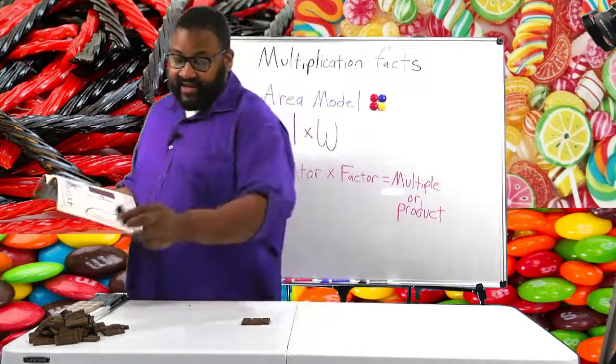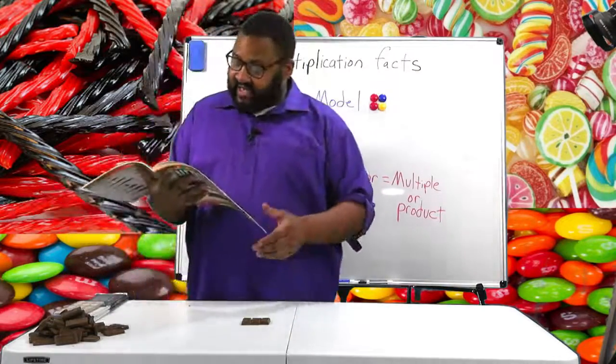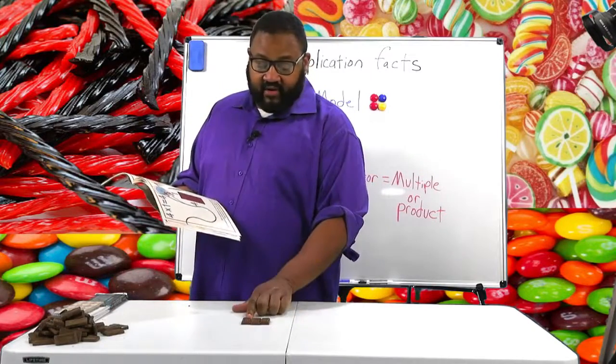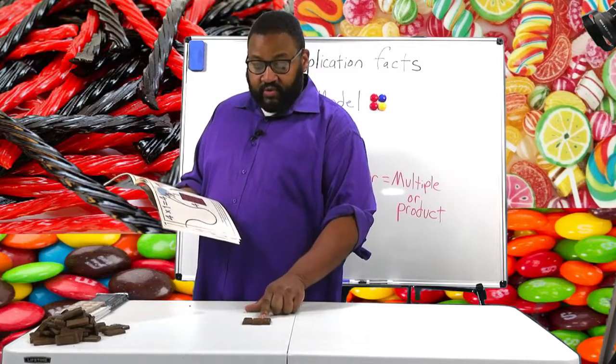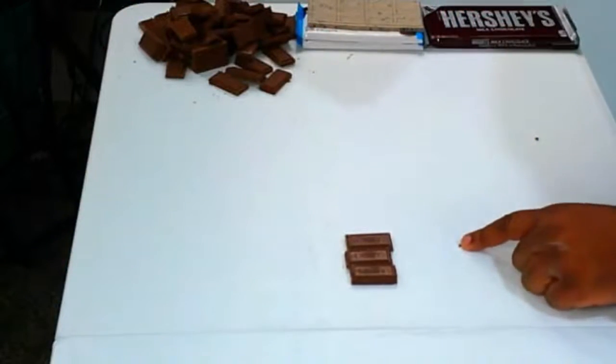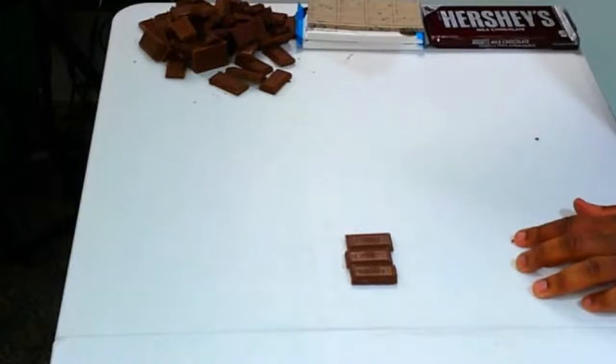I'm going to take it away. Woo, almost ate it, folks. Almost ate it. And this time, I have it in a pile here. 1, 2, 3. One group of 3. 3 times 1 or 1 times 3.